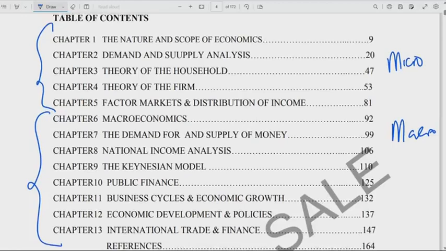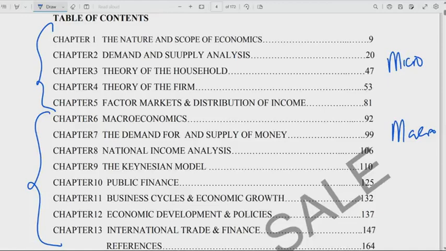Chapter 2, demand and supply analysis. Chapter 3, theories of the household. Chapter 4, the theory of a firm. And chapter 5, factor markets and distribution of incomes.